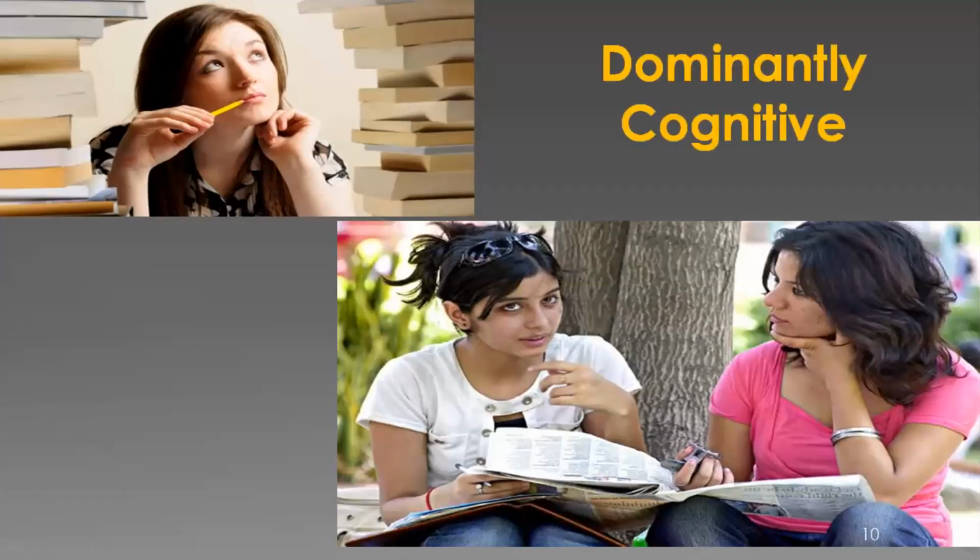So when you look at this photograph, what is it you can identify immediately? You see this person, the moment you look at this person, we can conclude that she is thinking something. Here also, these people are discussing, but when you look at this person, you can understand she is also thinking something, right? So this is thinking. It is one dimension in learning. We call it dominantly cognitive.